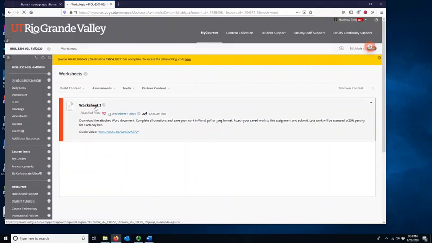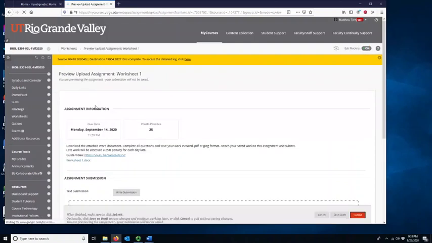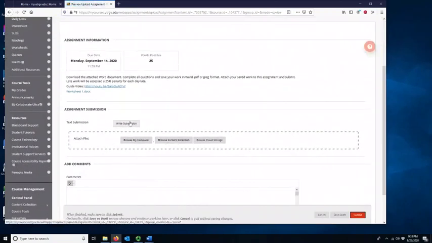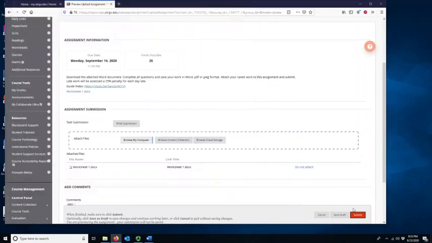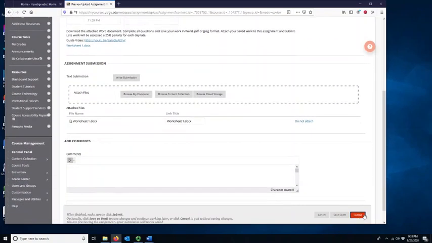Once that loads, you'll have the option to upload attachments. So you don't need to put anything in that submission here. All you do is attach the file with your completed worksheet, submit that, and you'll be done. Okay, so again, not due till September 14th.